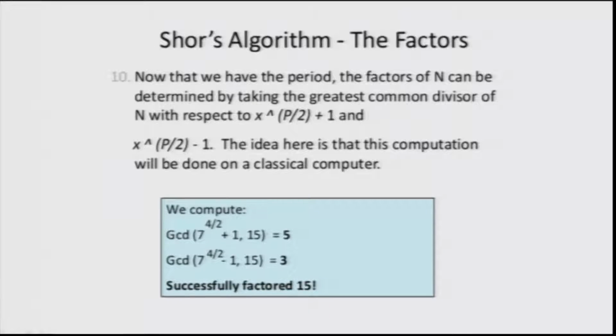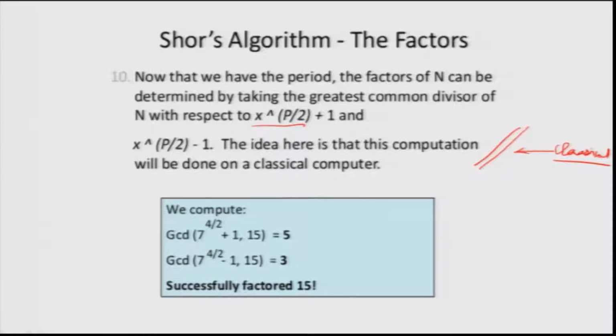Now that we have the period, the factors of n can be determined by taking the greatest common divisor of n with respect to x to the power p by 2 plus 1 and x to the power p by 2 minus 1. The idea here is that the computation will be done on a classical computer. Now, this part is all classical, because we are out of our qubit system and the entanglement, everything else associated with it, is done. So, for instance, in this particular case, when we know these numbers, we have the periodicity coming out as 4.